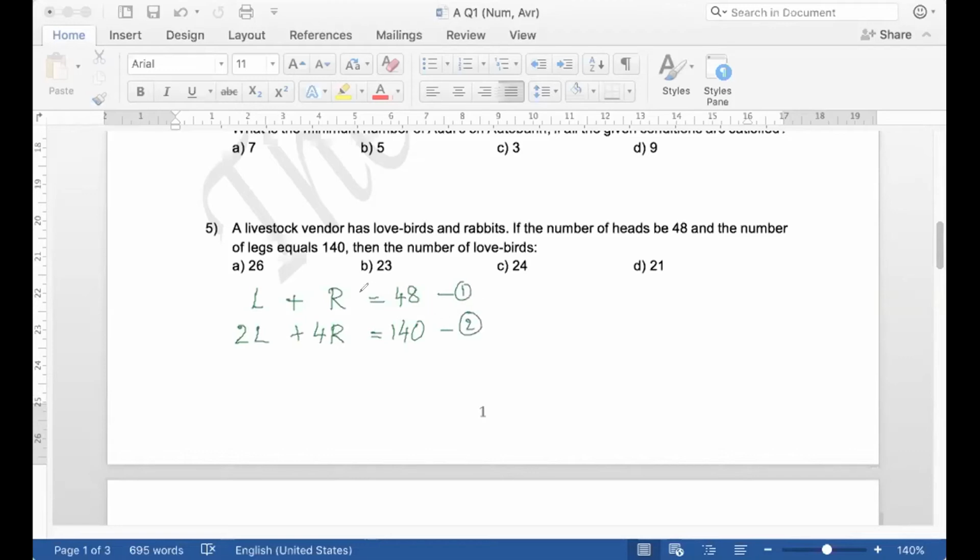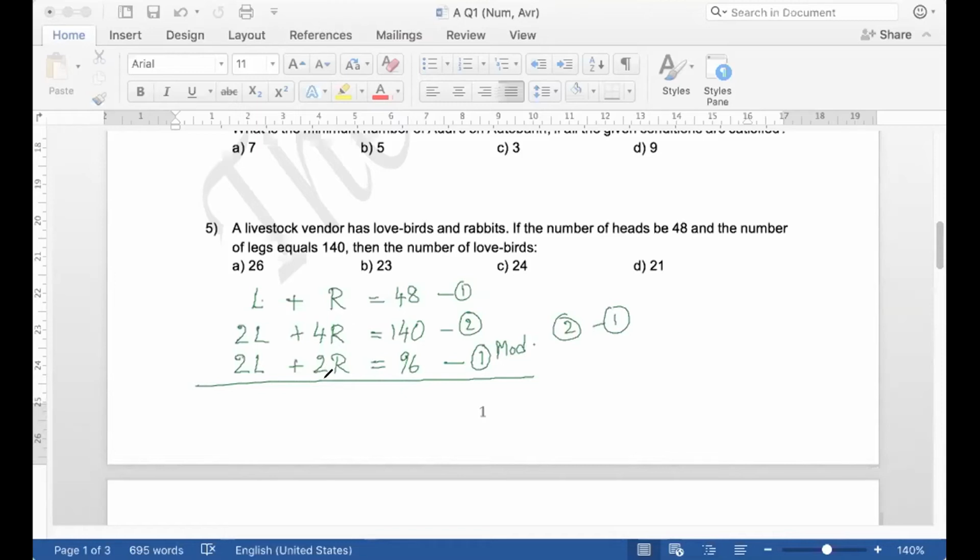In order to solve it, I make equation number 1 as 2L plus 2R is equal to 48 plus 48. When you multiply 48 by 2, that is 96. So this is equation number 1 modified. Now look at equation number 2 and 1. You need to get rid of either L or R. In this case 2L, 2L, so you can get rid of that, 2L minus 2L. So we are going to do equation number 2 minus equation number 1.